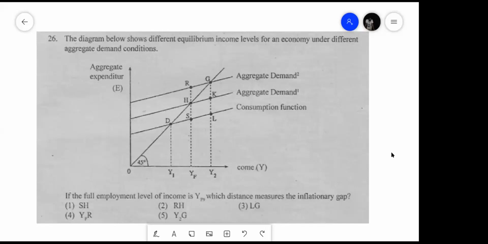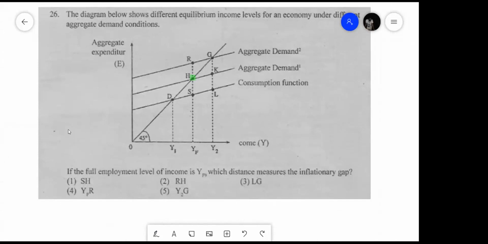So YF is the full employment level of income. That is this. At the level of YF, what is the inflationary output gap? The full employment level of income is YF, right? Which one is missing? Which one do you all think? Inflationary output gap.